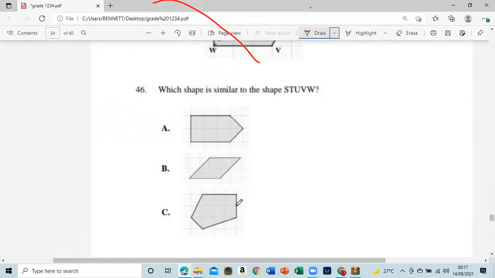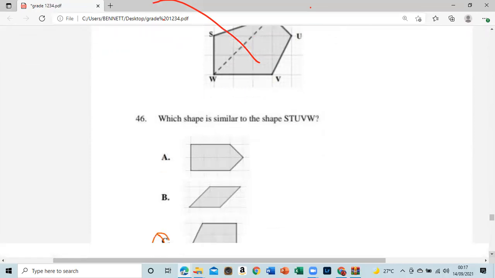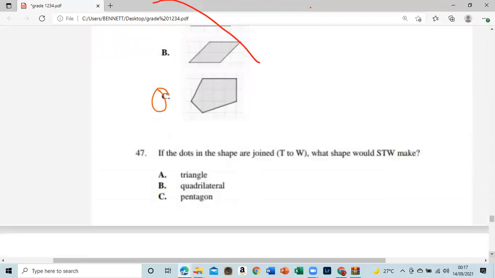And that would be C. Look at it again. Yes, it is C. Alright, so 47.